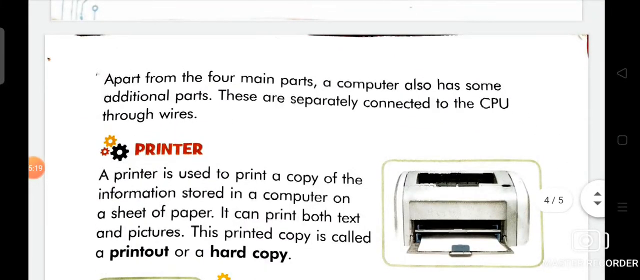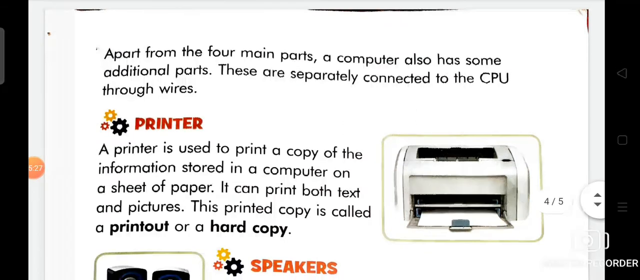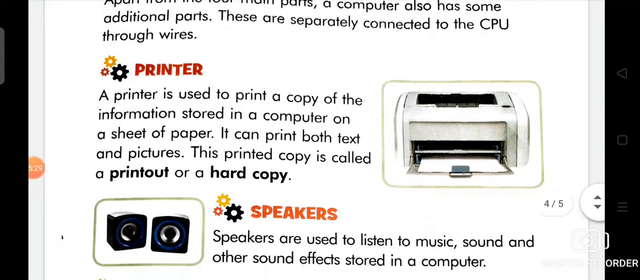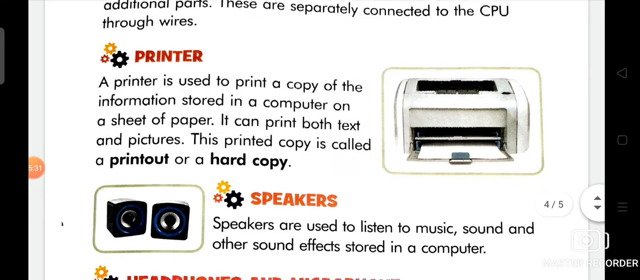Apart from the four main parts, a computer also has some additional parts. These are separately connected to the CPU through wires. So students, your next topic is printer. As you can see, it is the picture of printers.